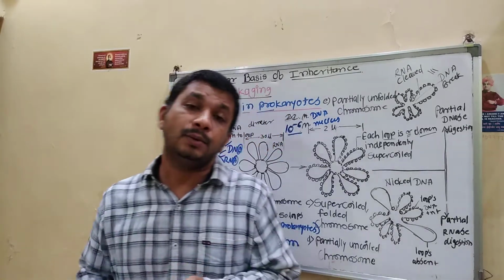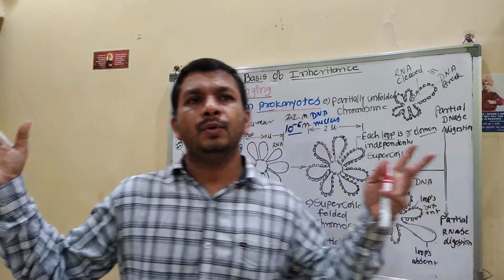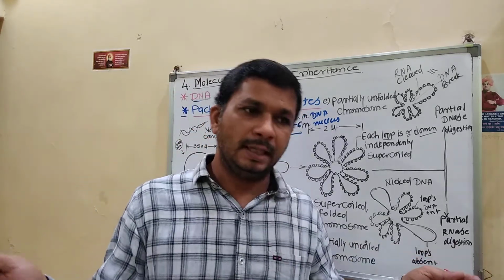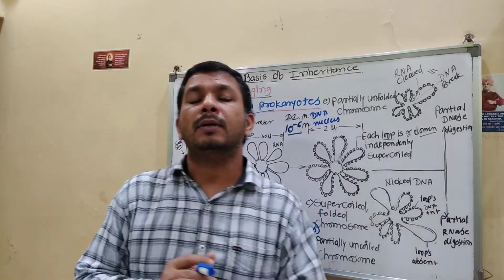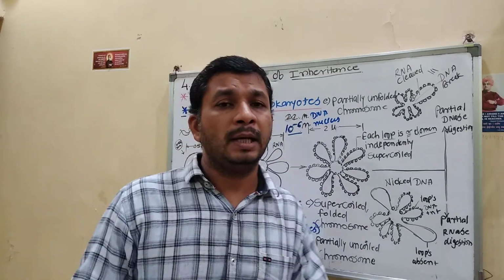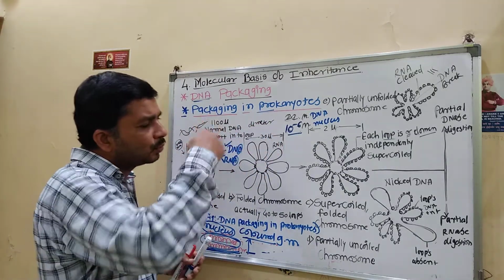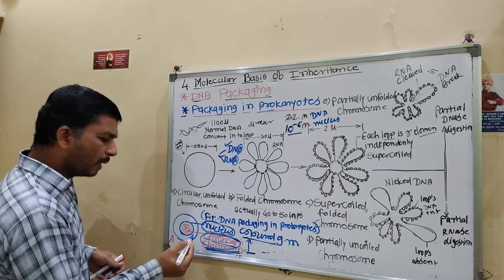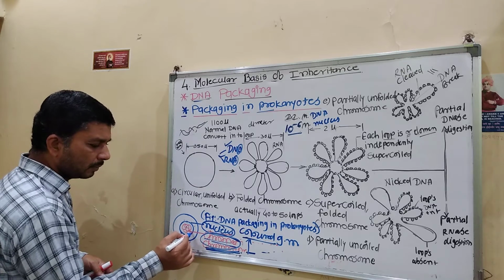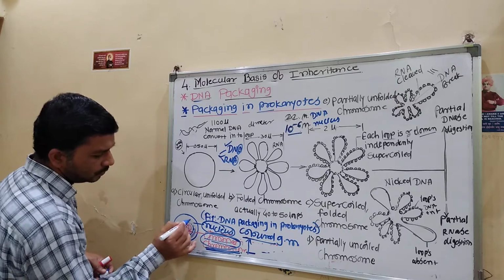And already I told you that the length of that DNA is very large compared to the nucleus. But here the nucleolus is absent. That's why in these prokaryotes, the thread of chromatin material is present, but the nuclear membrane is present like this. Understood?